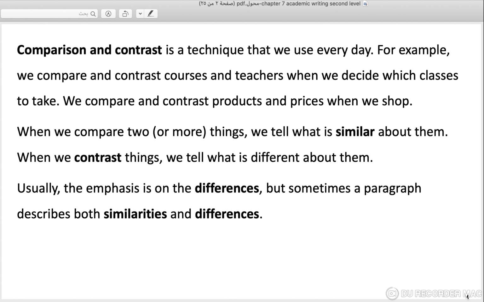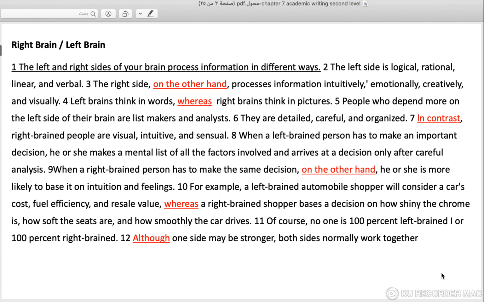بصورة عامة احنا نستخدم comparison and contrast in our life. يعني لما نختار قسم نريد ندرسه أو نختار شيء من الماركت أو أي شيء نختاره راح نستخدم مقارنة به، وراح نختار بناء على الاختلافات أو التشابهات اللي موجودة بهذا الشيء. فمثلا عندنا هنا الموديل، عندنا right brain and left brain.